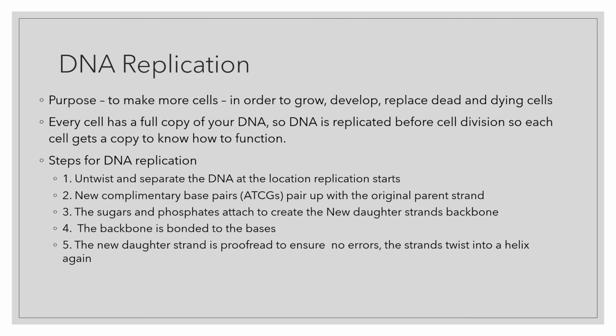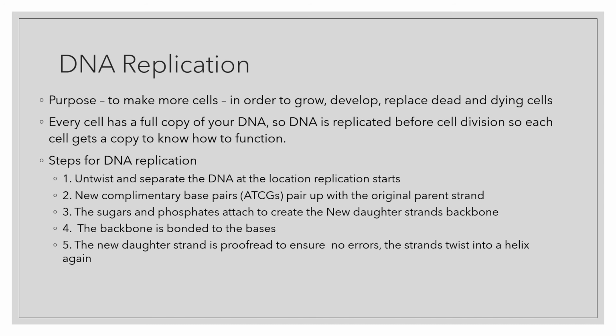Step 2, new complementary base pairs, A's, T's, C's, and G's, pair up with the original parent strand. Then we have the sugar and phosphates attached to create a new daughter strand's backbone. Then step 4, that backbone is bonded to the bases. And then step 5, the new daughter strand is proofread to ensure there's no errors, and the strands twist back into a helix again.